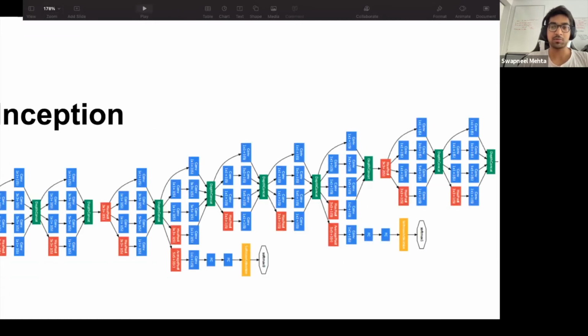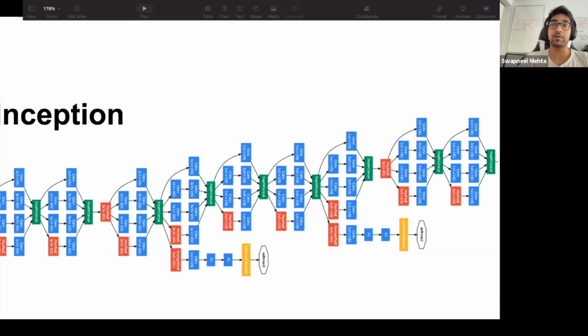And that's the summary I want to give you for that. Before I get into the Inception: Inception and ResNet are really the two cool architectures that even today you will use for whatever purposes in image related problems.